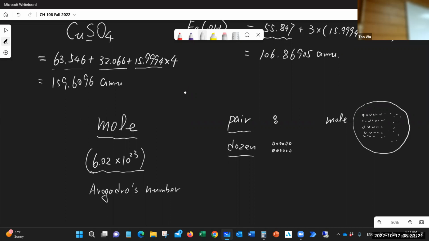Just to give you an idea of what 6.02 times 10 to the 23rd is: we have a mole of lollipops aggregated together. What do you think? Think big. That's a really big number.